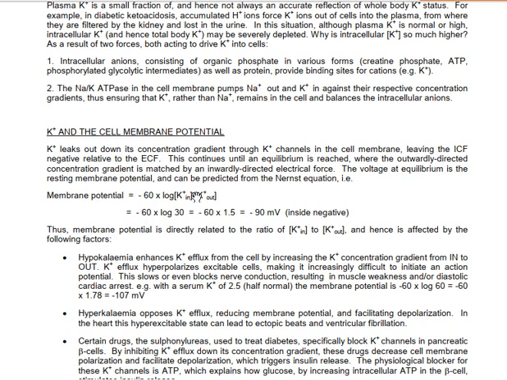Is it clear? But you need to know that potassium concentration inside was given as 150, and outside was given as 5. So when you do 150 divided by 5, you have 30, and when you calculate, you're going to have negative 90 millivolts. That's why the resting membrane potential is always negative 90 millivolts. Is it clear? So that is the reason.